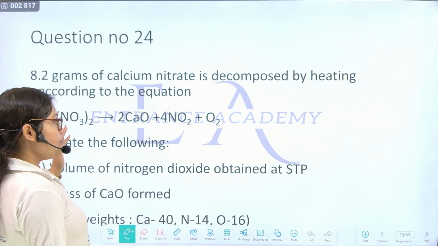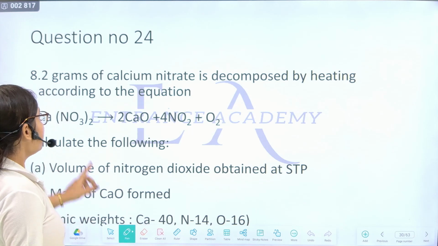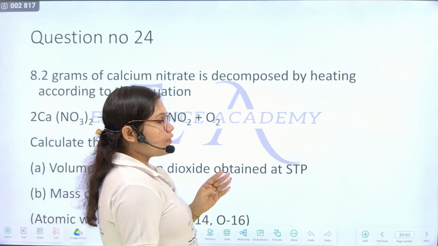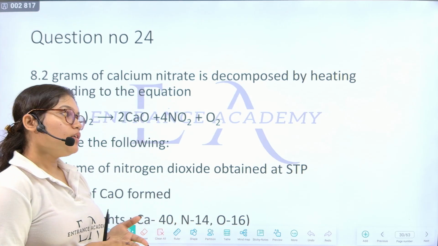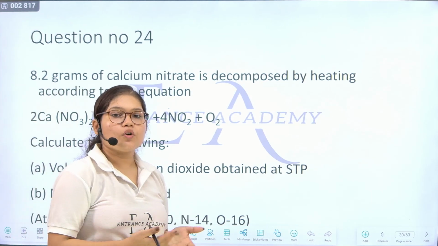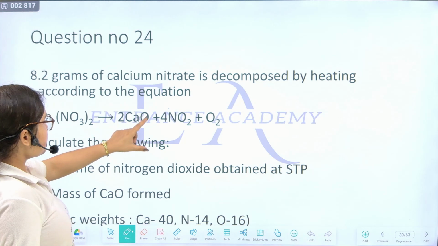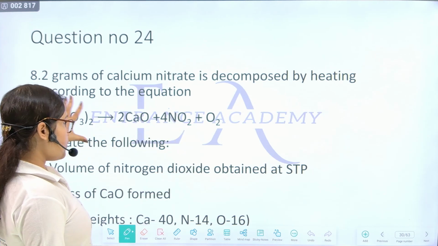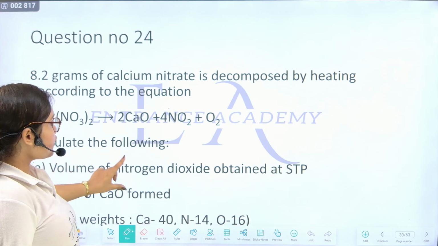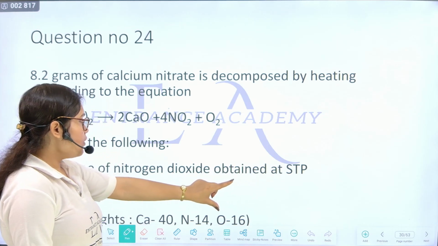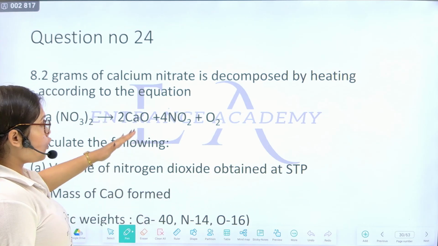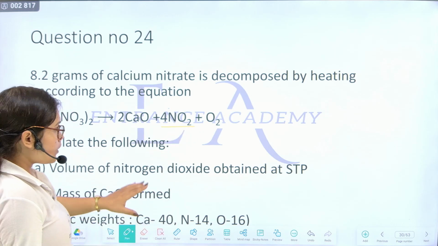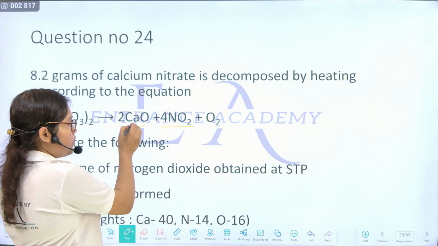This one is another important question from stoichiometry chapter. 8.2 grams of calcium nitrate. So two types of questions are there. First one is mass volume combination or only volume combination. So this is the question where we have to calculate the volume of nitrogen. This is the equation given. Volume of nitrogen dioxide obtained at STP. So first question is the volume of nitrogen dioxide, and the second one is mass of calcium oxide formed.